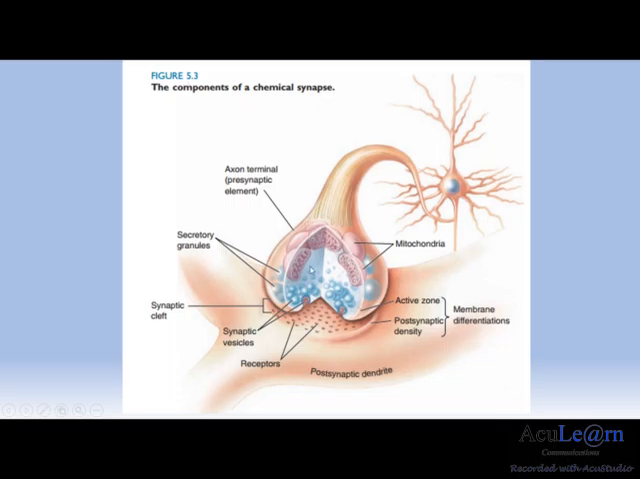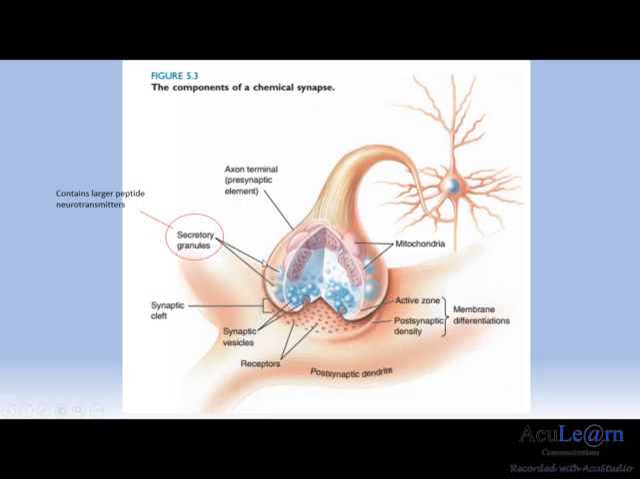Inside it are numerous spheres called synaptic vesicles. These vesicles contain neurotransmitters that are used to communicate with the postsynaptic neuron. Bigger vesicles are called secretory granules, and they contain the larger peptide neurotransmitters, which will be mentioned later.